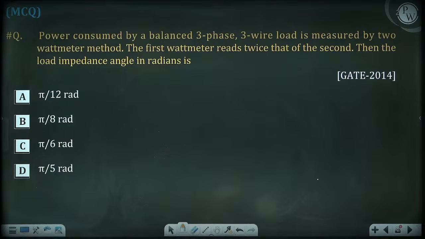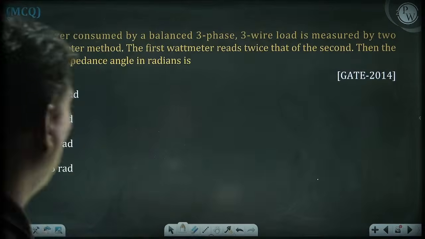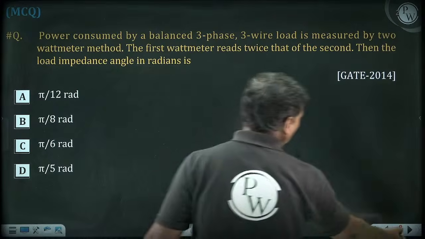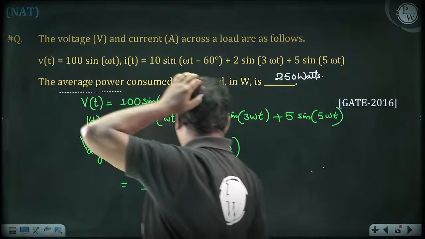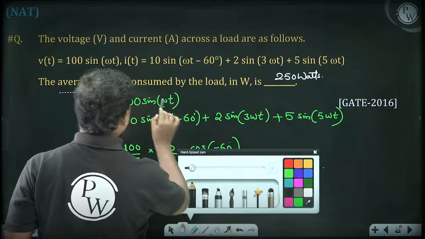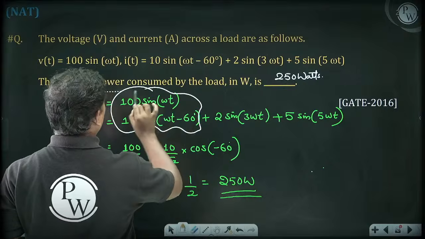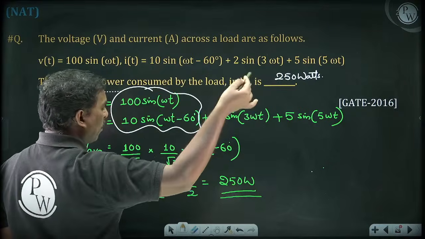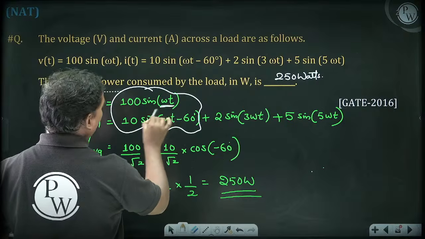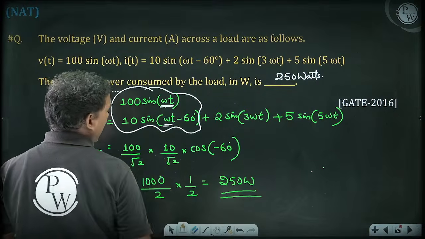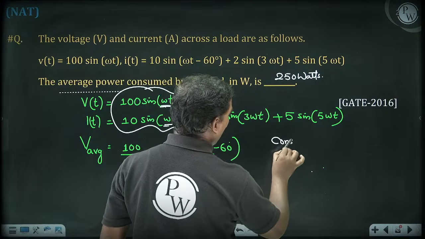No, we can take only the basic fundamental terms. So we can take only the fundamental terms. The voltage does not have harmonics, so we can only take these terms. Suppose it is asking for the input power factor, then we have to take the total. Why? Because this omega t voltage term has only the fundamental harmonic. So consider only the fundamental harmonic.